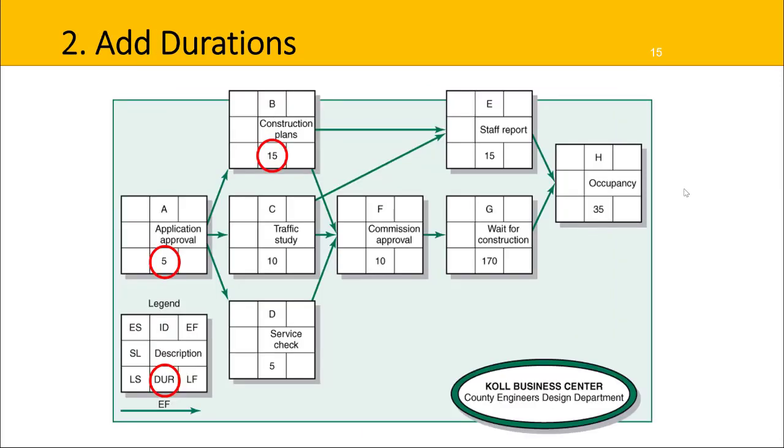Next, we want to add some durations. So there's a legend or key down the bottom here indicating what the different things on this network diagram mean. And we're concerned with duration at the moment, which is shown down the bottom. So through good estimation methods, we've determined the different durations or time required for each of the different activities. So this will be 5 days, 15 days, 10 days, 5 days, 10 days, 15 days, over here 170 days, while construction is completed, and finally 35 days for occupancy.